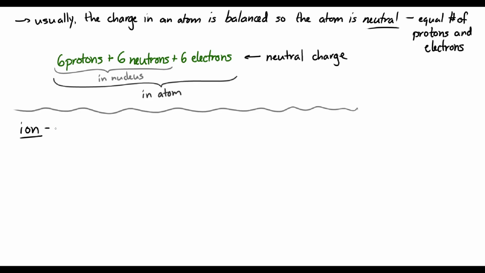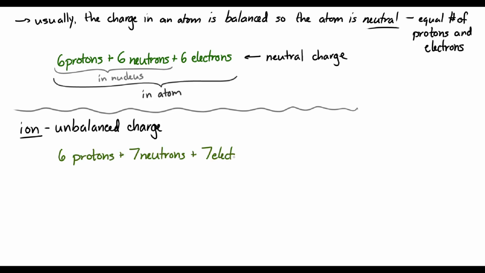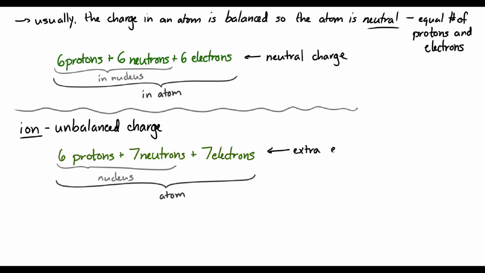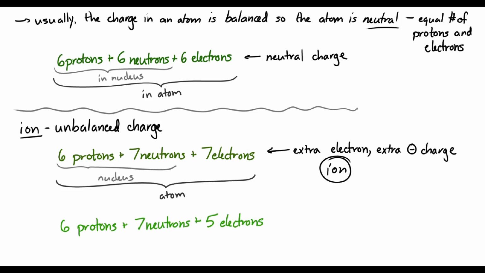So if you have 6 protons and 7 neutrons in the nucleus, but then you have 7 electrons in the outer part of the atom, you have an extra electron, so you have an extra negative charge, and this is called an ion. You could have 6 protons, 7 neutrons, and 5 electrons, and in that case you have a positively charged ion.